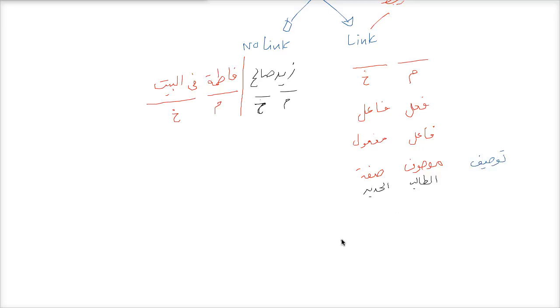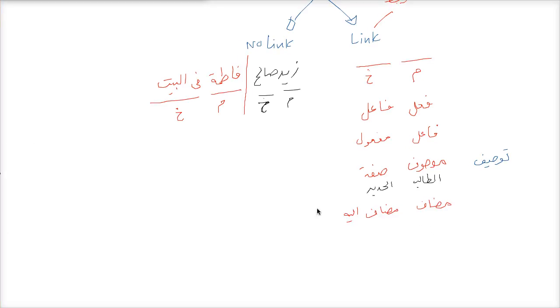Sometimes you have two words and the link between them is mudaf and mudaf ilayhi. For example, Sadiqut Talib, like we had on the list. Sadiq at-Talib. So this is a link that we have, and this link is known as idafa. Whenever I say to you there's idafa here, I simply mean there's a mudaf and a mudaf ilayhi.